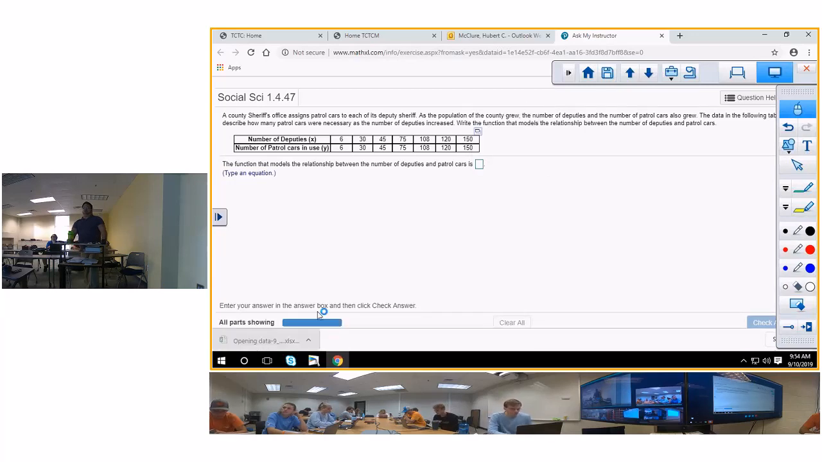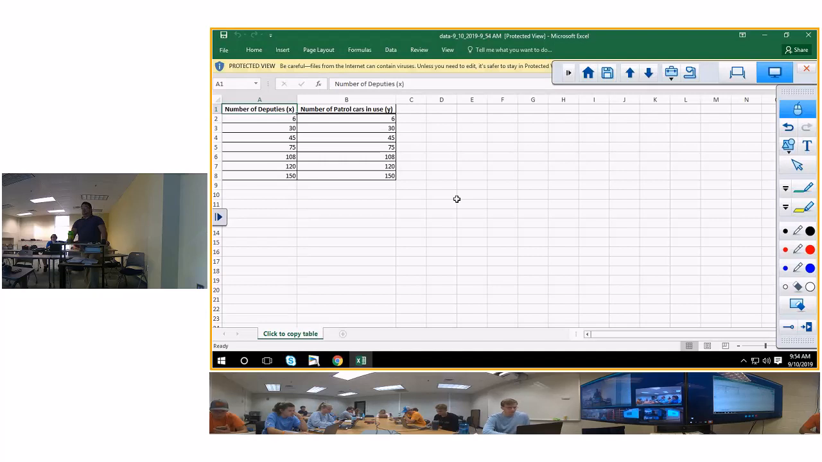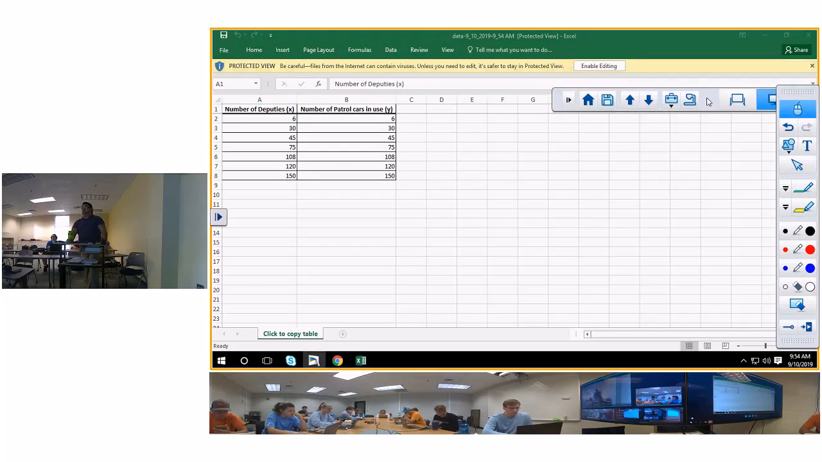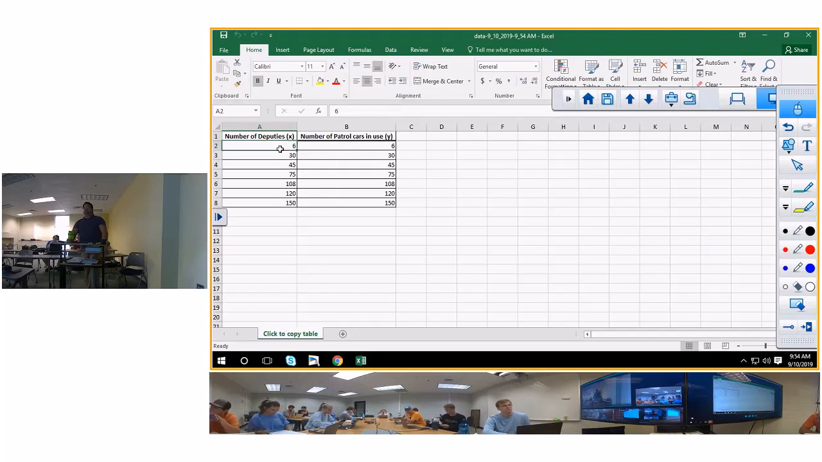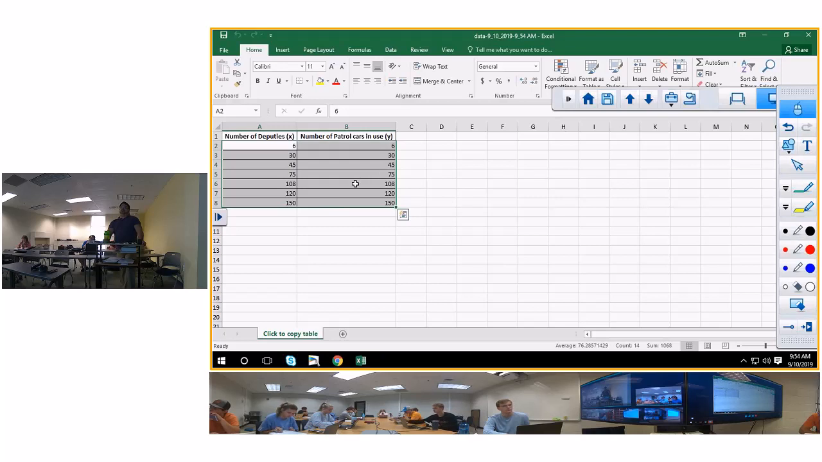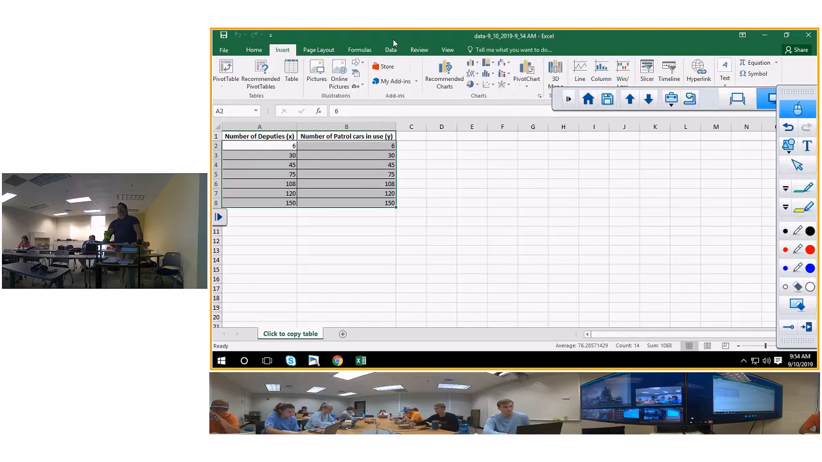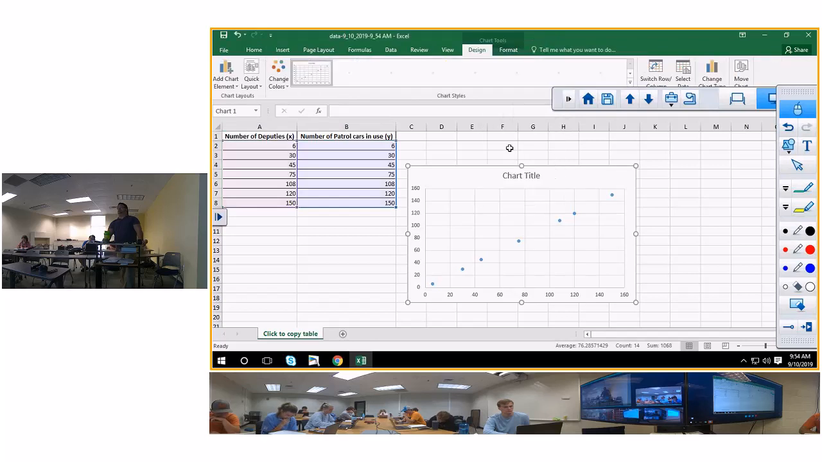Now, Hubert, you hadn't even read the directions. Well, I don't need to read the directions because there's only so much you can do with a bunch of points. What can you do with a bunch of points? What's the first thing you can do with a bunch of points? Plug them in. Plug them in and graph them. Okay? So I'm going to hit insert, and I'm going to hit the plot, and there it is.